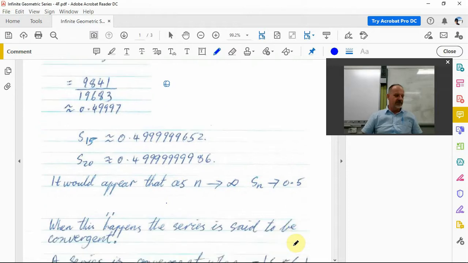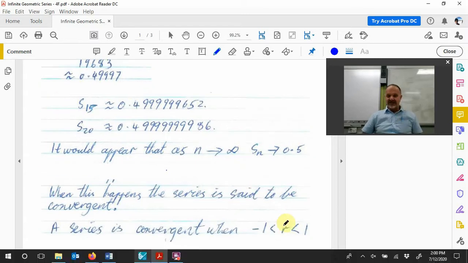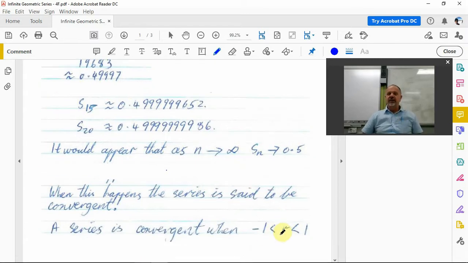When this happens, the series is said to be convergent. So it's converging. What it means is that the more terms you take in your series, the value of the sum of all of those terms is converging on a number, in this case 0.5. And as I said, the size of R has to be between 0 and 1, so R is between -1 and 1.